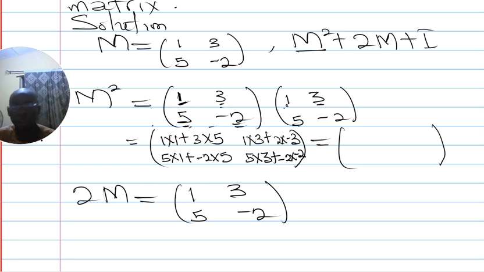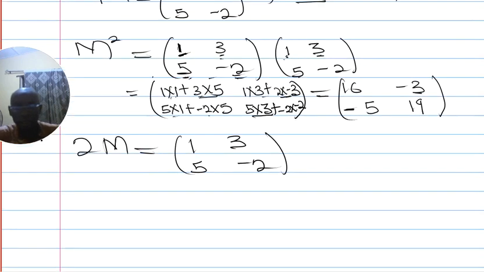Now let me add these things together. So 1 times 1 is 1, this one is 15, so this one is 16. We have 3, this one is -6, so this one will be -3. 5 times 1 is 5, so 5 minus 10 will be -5. We have 15 here, 5 times 3 is 15, and -2 times -2 is plus 4, so this one will be 19. We are done with this.